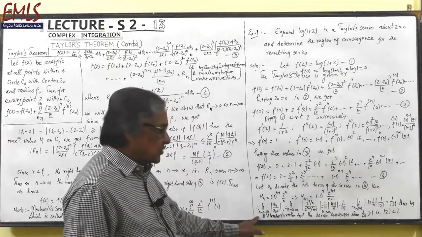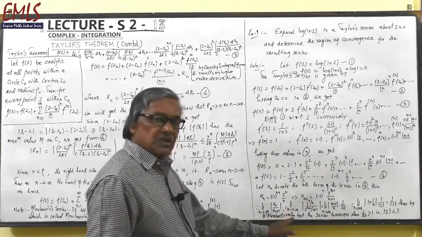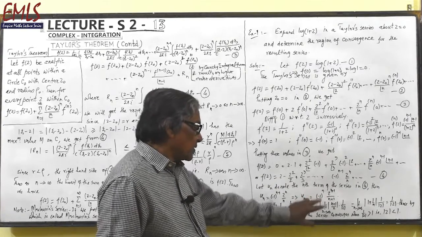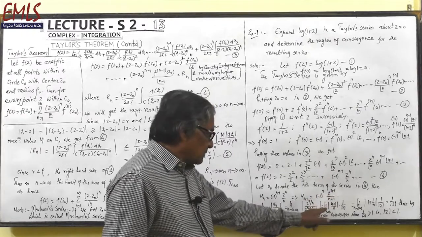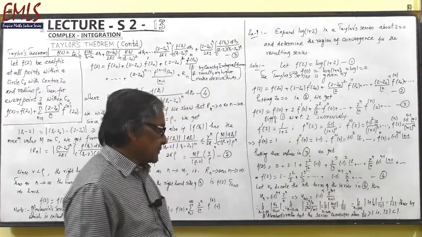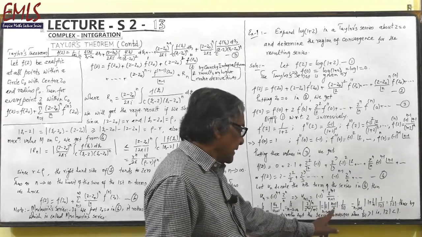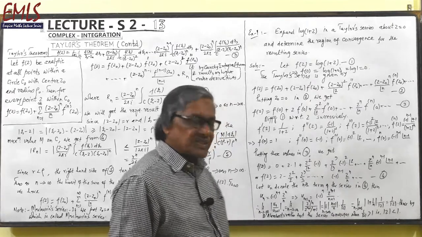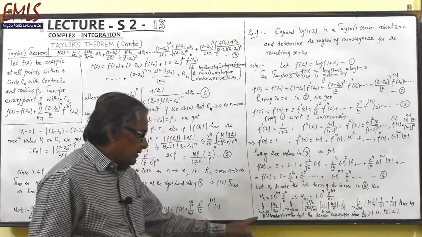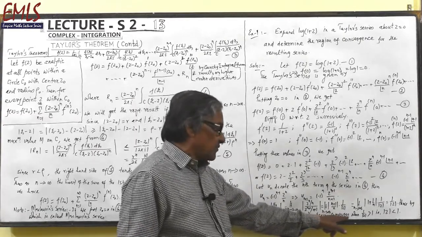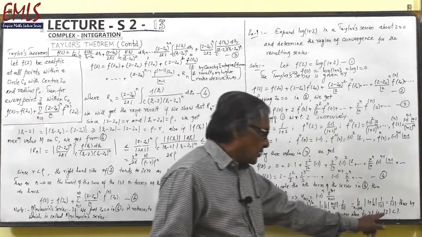Therefore, limit n tending to infinity mod un by u(n plus 1) will be equal to limit n tending to infinity mod of z^n by n upon z^(n plus 1) by n plus 1. And this will be equal to limit n tending to infinity mod (n plus 1) by n into 1 by mod z. In the limit, this reduces to 1 upon mod z. So by D'Alembert's ratio test, the series converges when 1 by mod z is greater than 1, that is, mod z is less than 1.